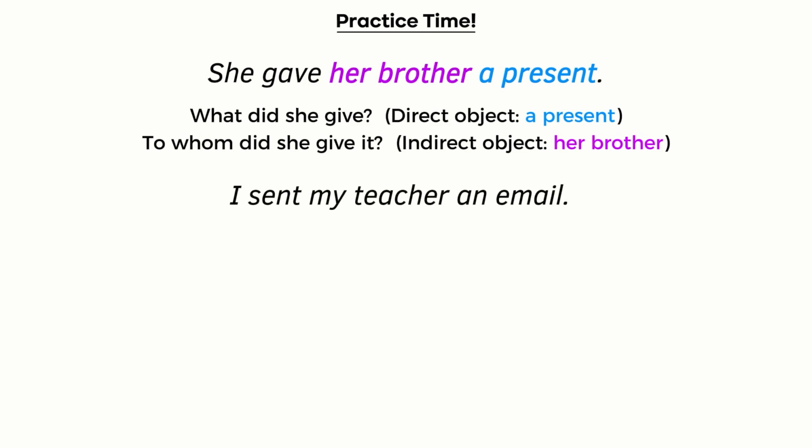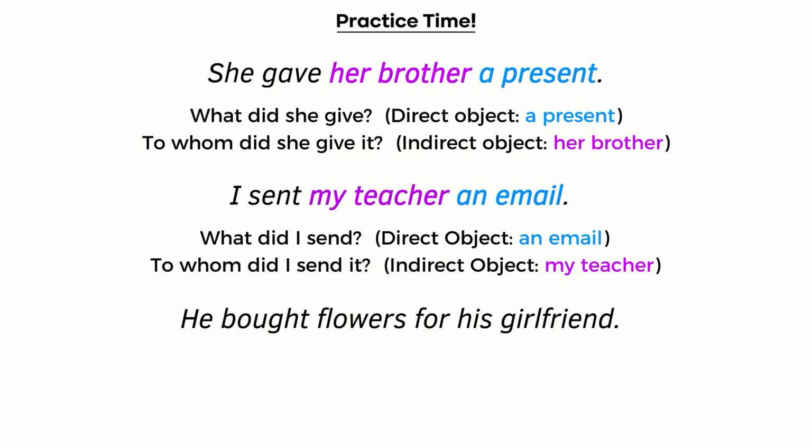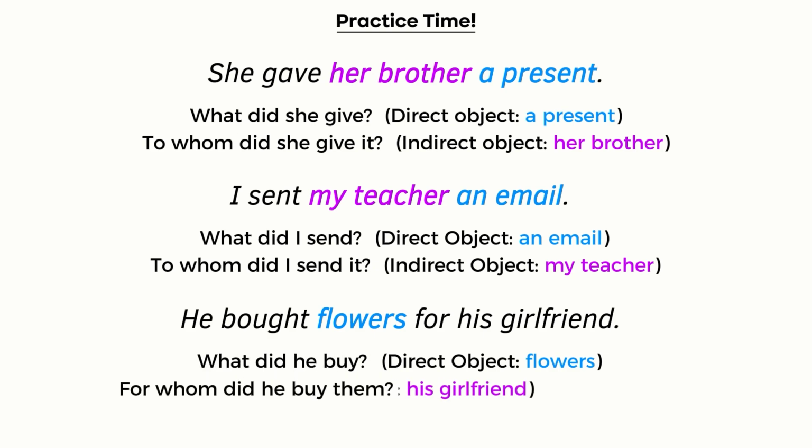I sent my teacher an email. What did I send? Direct object is an email. To whom did I send it? Indirect object is my teacher. He bought flowers for his girlfriend. What did he buy? Direct object is flowers. For whom did he buy them? Indirect object is his girlfriend.